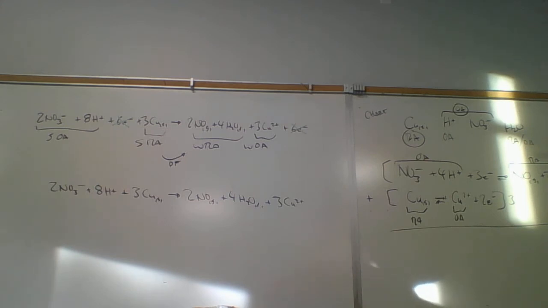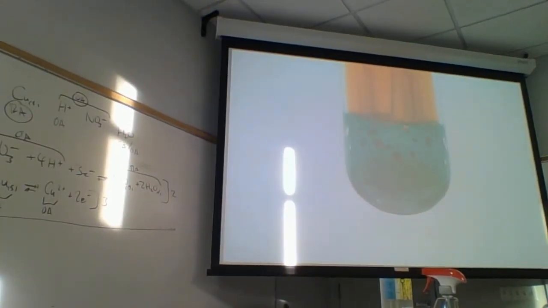Nitric acid. What's that green color? The green color is copper 2 ions. It turns green. Green blue.